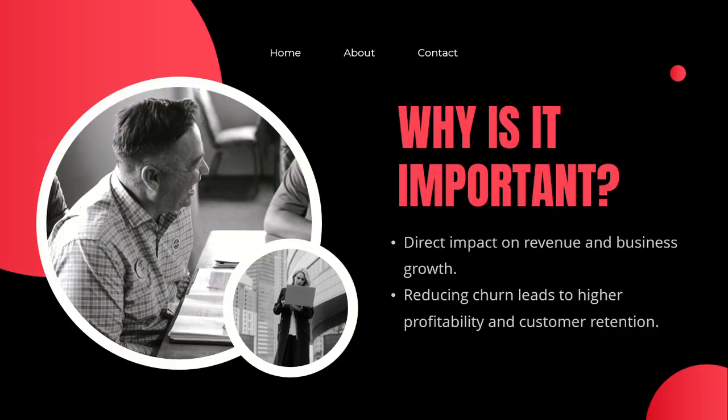Now let's understand why churn is important. High churn means loss of revenue and higher customer acquisition cost. Understanding churn helps businesses improve customer retention strategies and enhance service. We can also apply machine learning models to predict churn by analyzing factors like billing issues, customer complaints, or reduced engagement, etc.